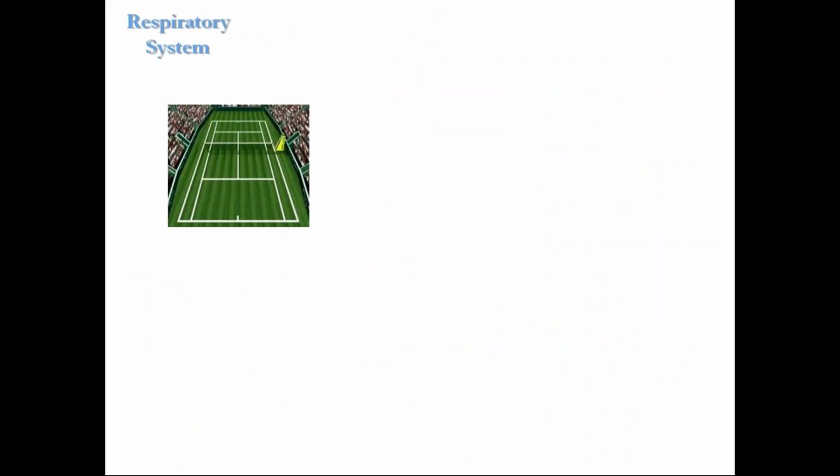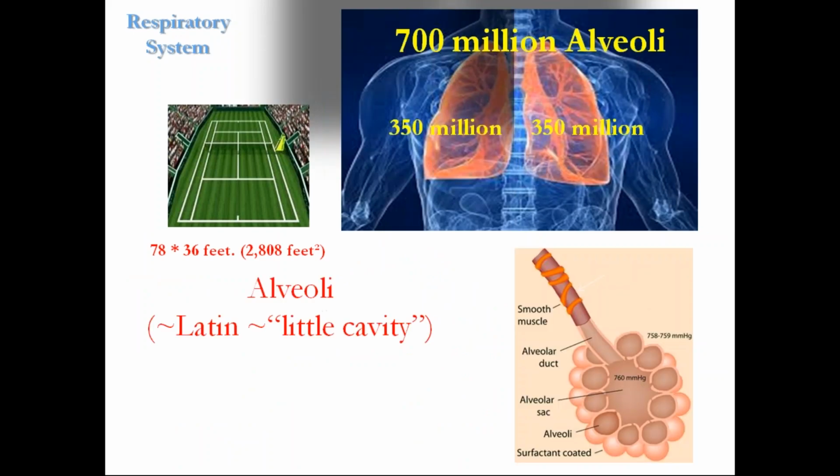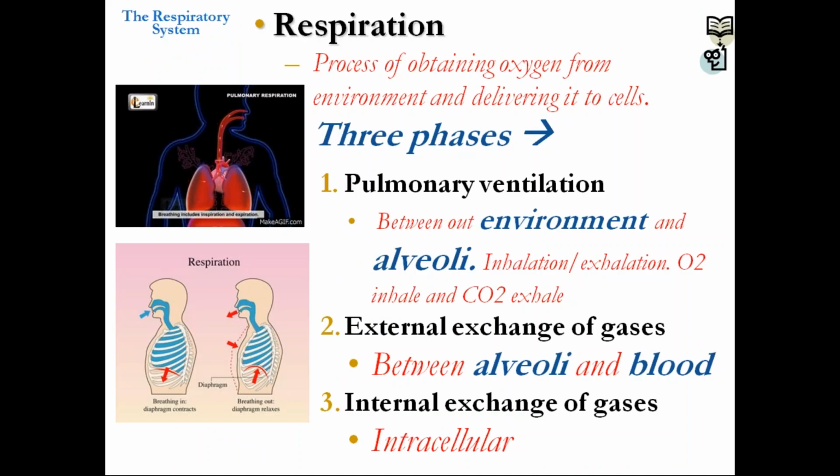Let's go to the respiratory system. And for the respiratory system, what I want just is to review the phases of the respiration. Pulmonary ventilation is between the environment and the alveoli, between out, that is the environment, and the alveoli.